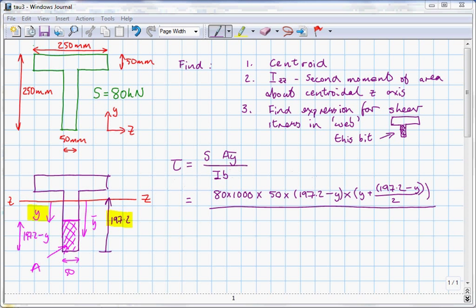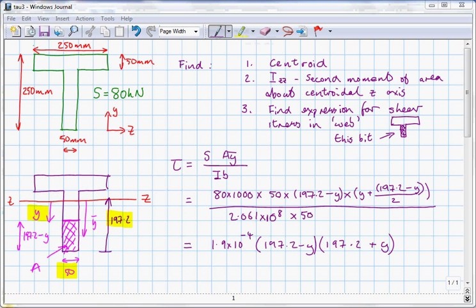So I is the I value about the red ZZ line, which we've already calculated as being 2.061 times 10 to the power 8 millimeters to the fourth. And B, well, B is the length of the pink line you drew. So it's the breadth of the section at the point we're interested in. So it's this distance here, 50 millimeters. So I'll tidy up a little bit. So that's what it looks like with a little bit of tidying up.